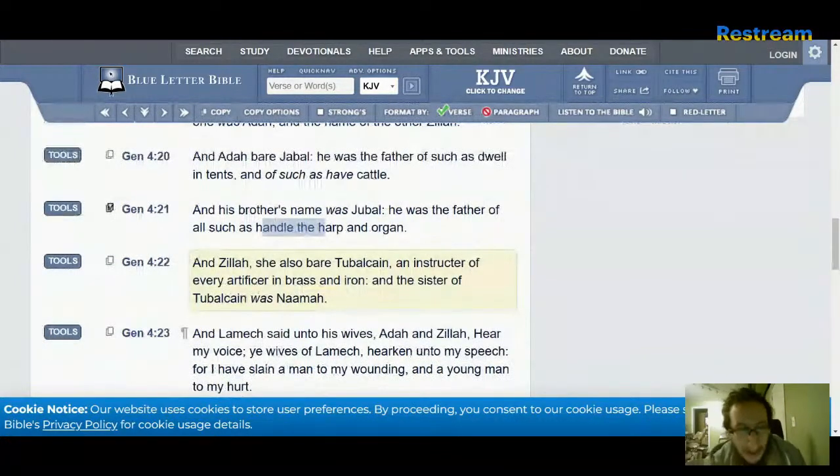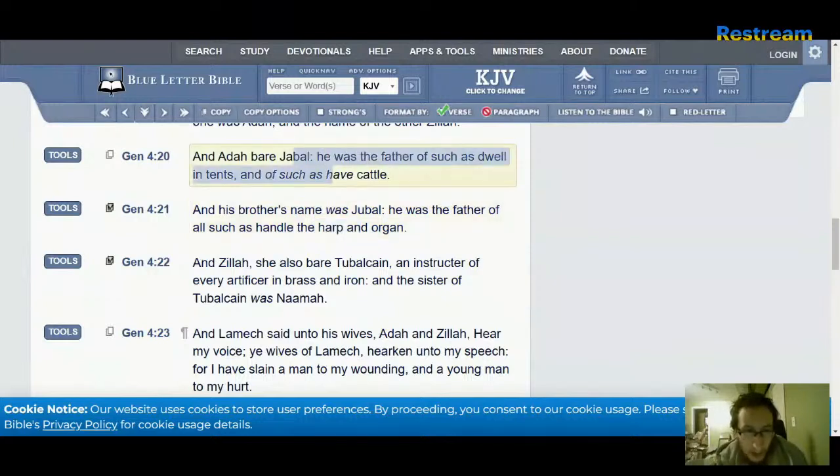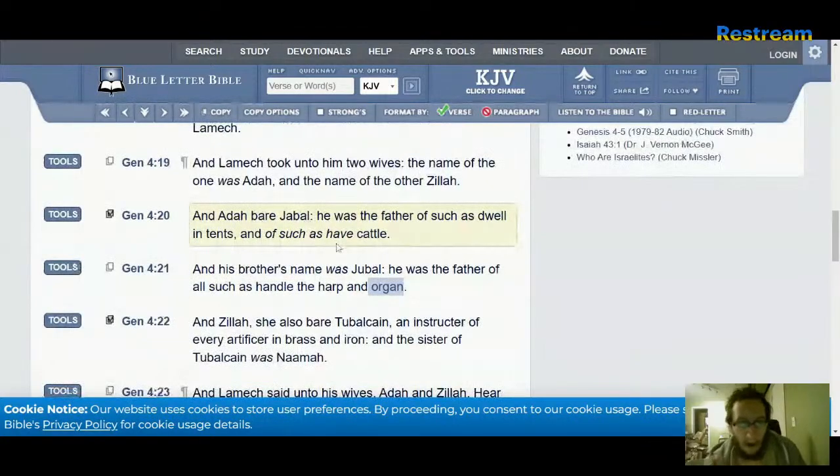So the problem with that is that their lineage died out before the flood. So how could they be the father of everybody who does these things? So clearly it doesn't mean father, it means the originator. So Jabal was the one who originated the idea of dwelling in tents, and Jubal was the originator of the one who plays the harp and organ. So rather than father, it can mean the origin of something. So now we go back.